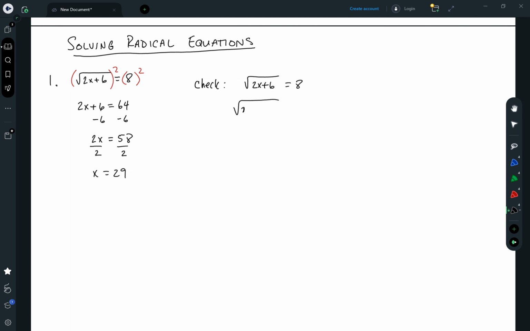When we plug in 29, 2 times 29 is 58. 58 plus 6 is 64. And the square root of 64 is 8, which means that 29 is in fact the solution to this equation.